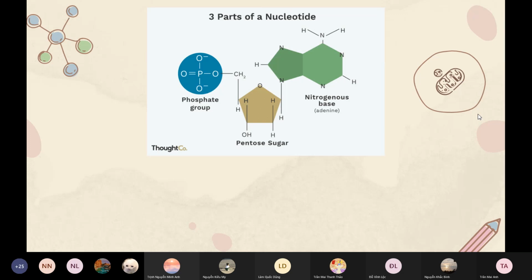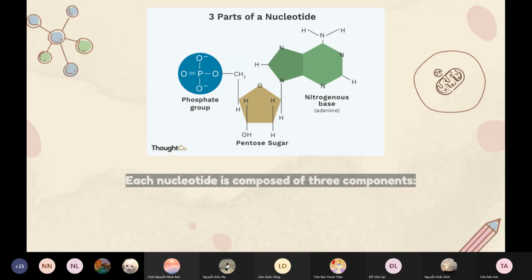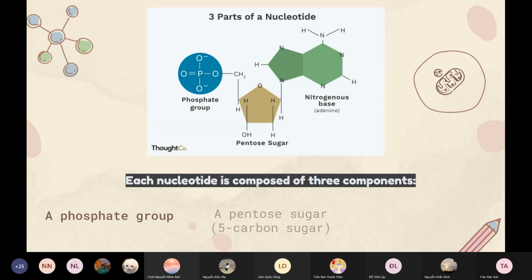My talk has the subject of DNA structure. In this part, we are going to find out the components that create DNA and how DNA acts. First, we come to the nucleotide, which serves as the monomeric unit of DNA. Each nucleotide is composed of three components. The first one is a phosphate group. The second is a pentose sugar that contains 5 carbons, and the last one is a nitrogenous base.